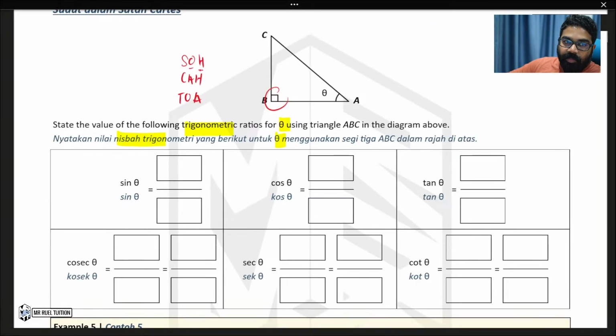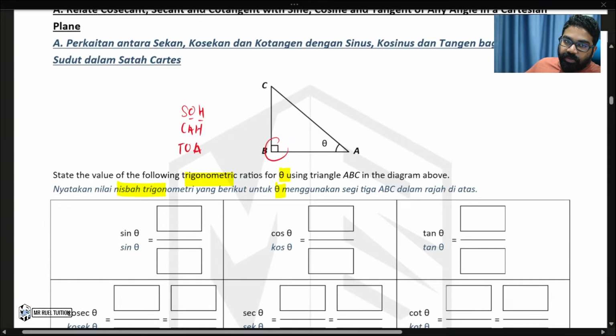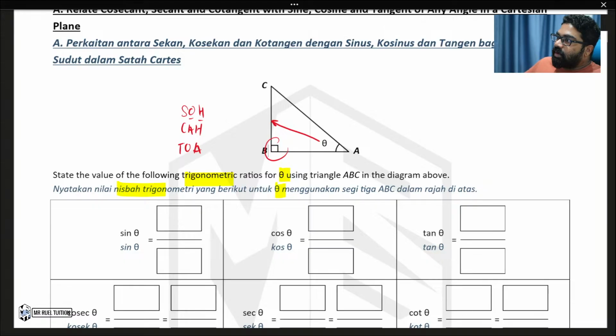Okay. So, for example, sine is what? So, opposite over hypotenuse. Sisi bertentangan bahagi hypotenuse. What is the opposite side? BC, isn't it? So, BC over hypotenuse. BC per hypotenuse. So, hypotenuse ialah AC. BC over AC lah. Okay, do for cos and tangent. Buat untuk cos dan tangent.